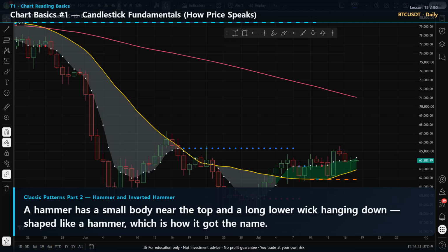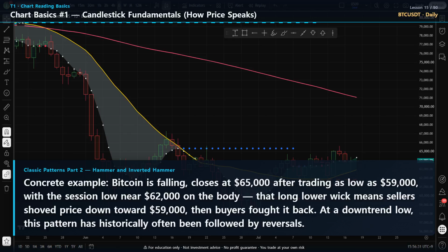A hammer has a small body near the top and a long lower wick hanging down, shaped like a hammer, which is how it got the name. Concrete example: Bitcoin is falling, closes at 65,000 after trading as low as 59,000. That long lower wick means sellers shoved price down toward 59,000. Then buyers fought it back. At a downtrend low, this pattern has historically often been followed by reversals.